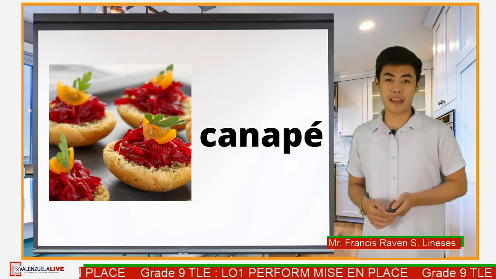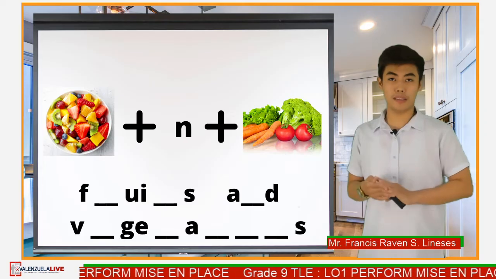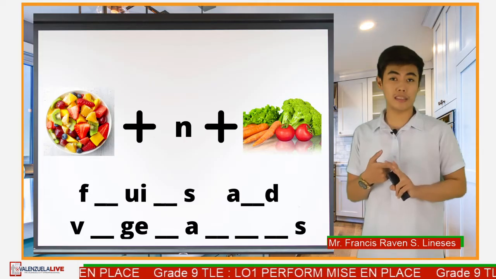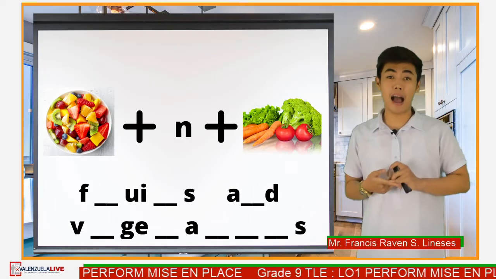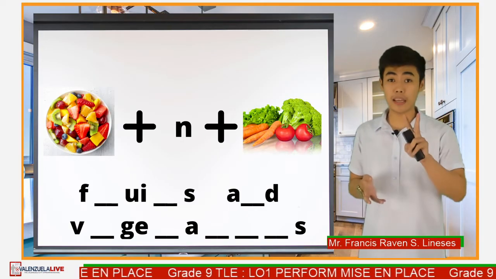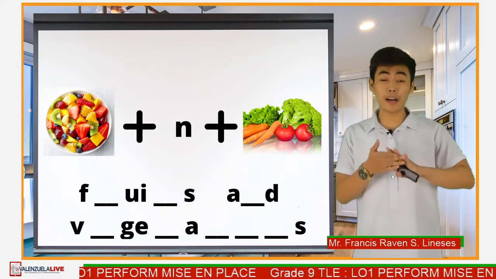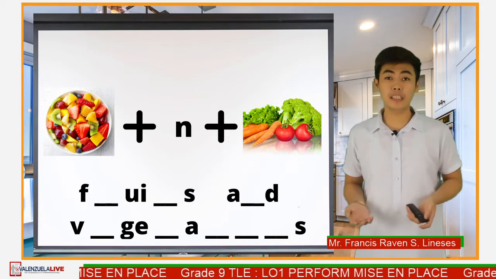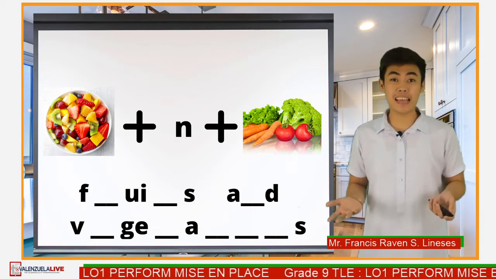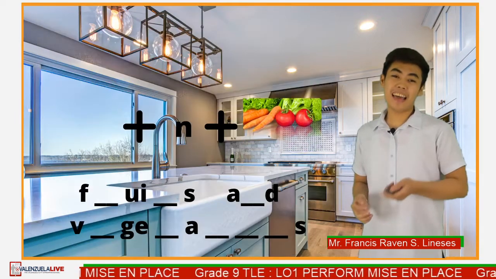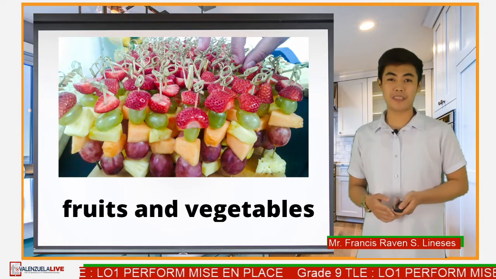For the fourth set of combi word, it is composed of 3 words. We have 2 picture hints. For the first word, we have letter F, U, I, and S. For the second word, we have letter A and D. For the third word, we have letter B, G, E, A, and S. What do you think is the answer? Okay, excellent. The correct answer is fruits and vegetables.